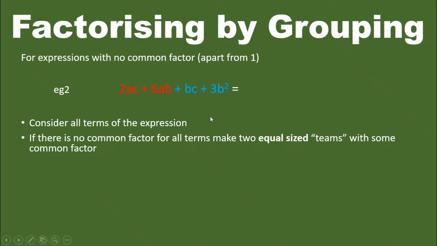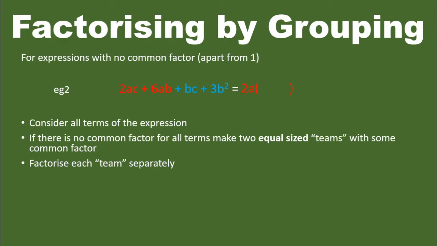The reason I chose to put 2AC and 6AB on the same team is because I can see that they have common factors. Both of these terms could divide by 2A. And I saw that on the blue team, they also have a common factor. They could both divide by B. Now, don't worry about including the second term in with the blue team just because it has a B. We need to keep the sizes of the teams equal. Otherwise, it would be unfair. But our next step is just that, to look at the common factors of the teams and factor separately.